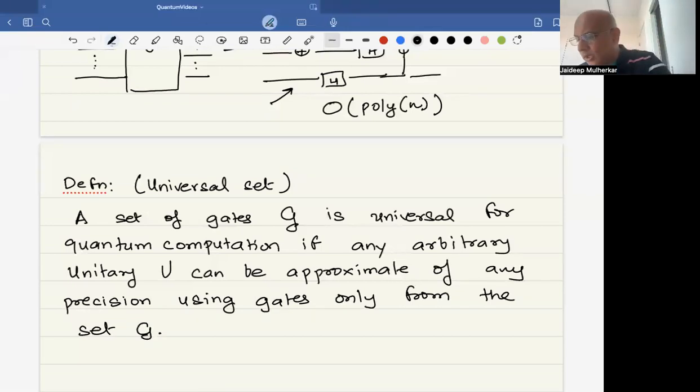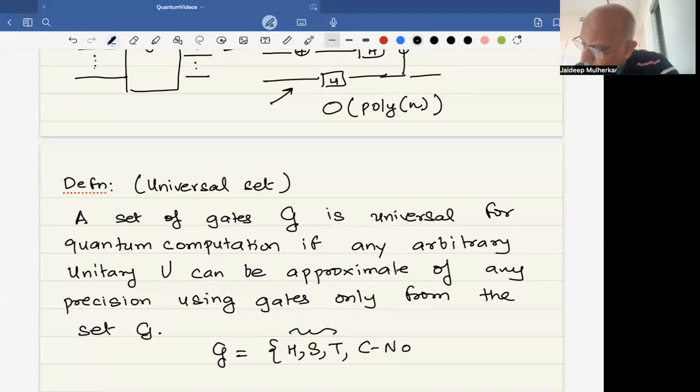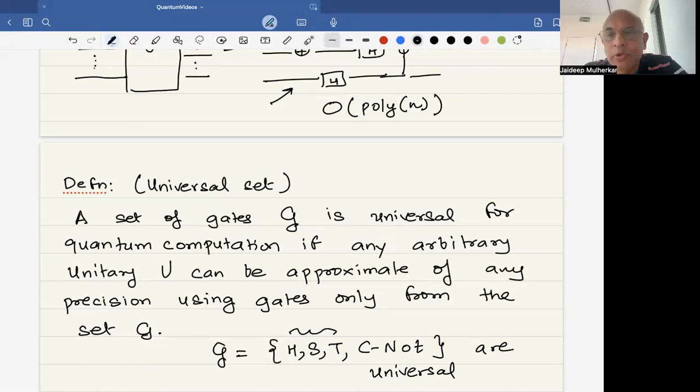So it turns out that the set G, consisting of H, S, T, and C naught gates, is universal. These three are single qubit gates, and C naught is a 2-qubit gate. So one can take any unitary and construct it using these to an arbitrary precision. However, I must mention that an arbitrary unitary cannot be approximated efficiently by this set. In general, most unitaries will require an exponential number of gates.